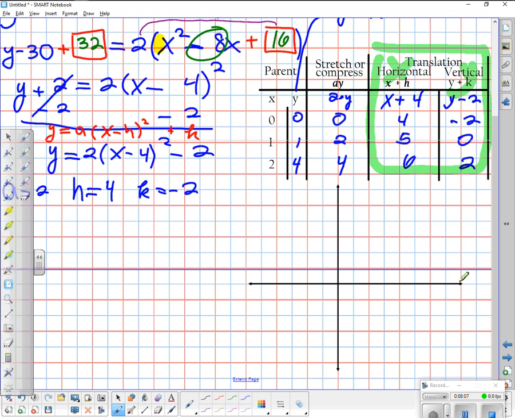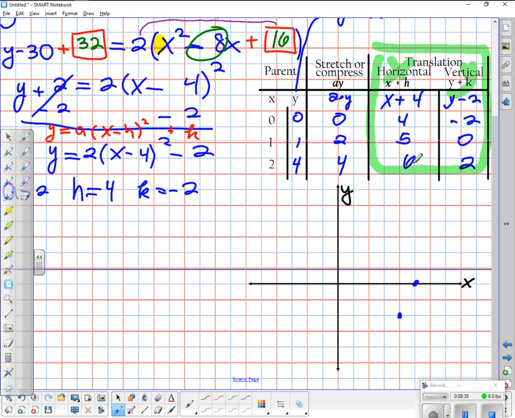Remember, this is the x-axis and this is the y-axis. Now, x is 4, 1, 2, 3, 4, and y is negative 2, 1, 2. Next point, x is 5 and y is 0. 1, 2, 3, 4, 5, and y is 0.